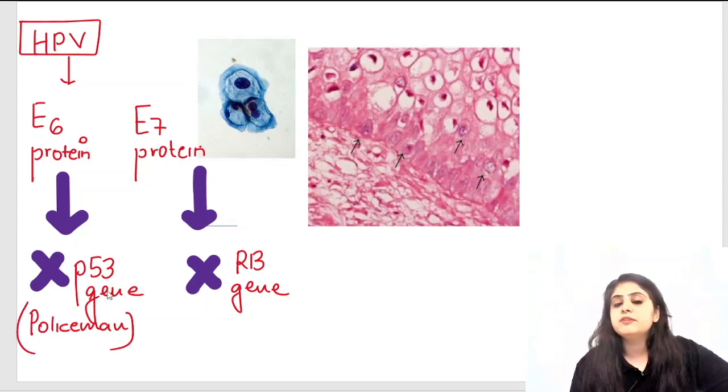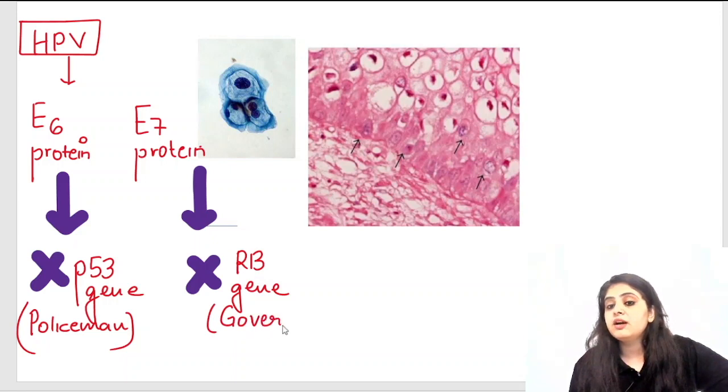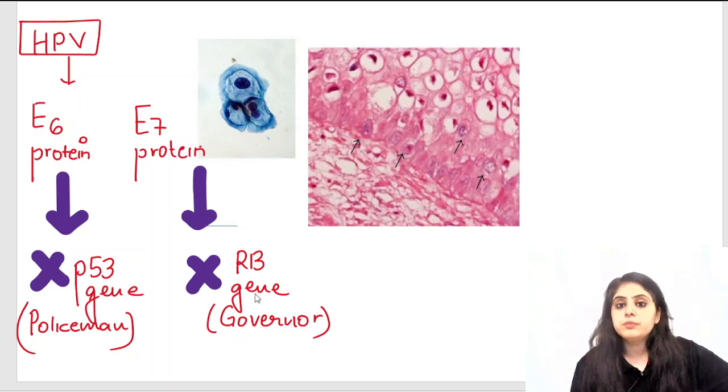He's a protector. P53 is a protector. And HPV is going to chuck out the protector. So big problem for us. E7 is going to chuck out RB gene. What is RB gene? RB gene is said to be the governor of the genome. Imagine governor, such an important and official person, and E7 is going to go and chuck that out.